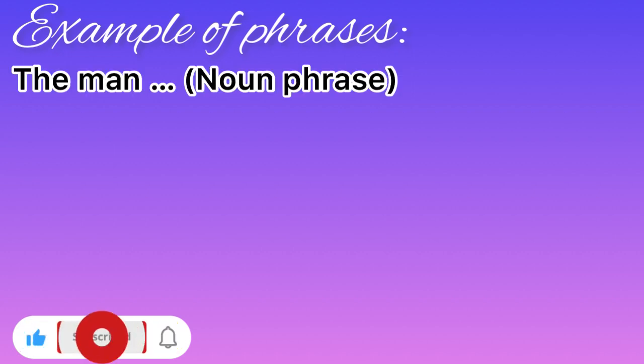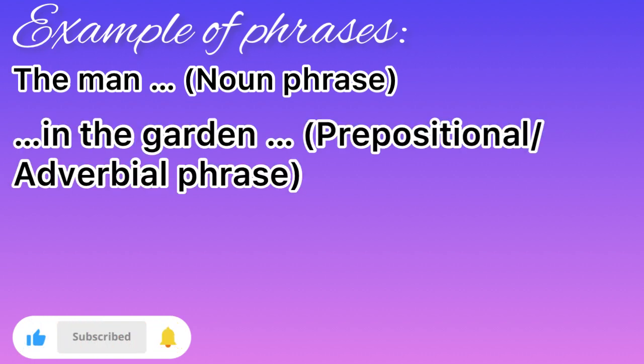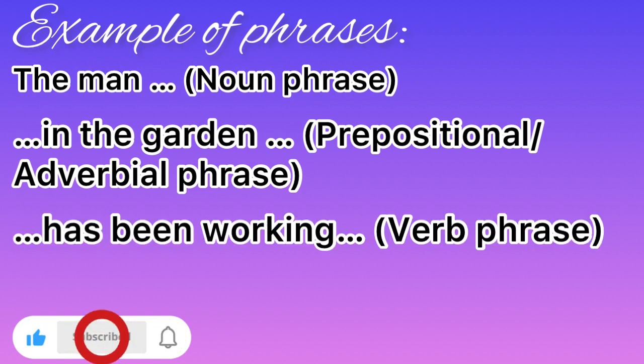The man. The man is a phrase here. Why? There is no verb of any kind. Another example here is in the garden. There is no form of verb in this example given. It can be regarded as a prepositional phrase, of course. Another example here is has been working. Has been working is a group of verbs that can be regarded as a verb phrase.